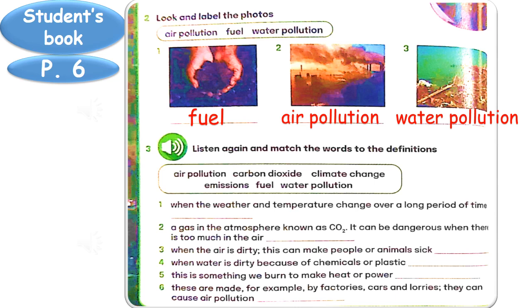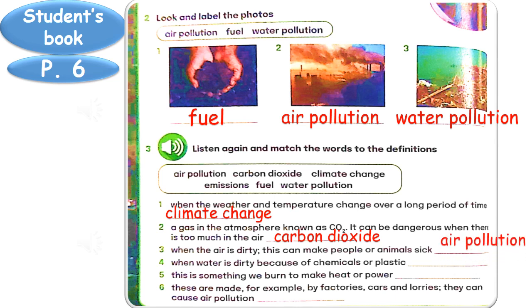We have 5 words and 5 definitions. What we need to do is to match the proper word to the definition. We have air pollution, carbon dioxide, climate change, emissions, fuel, water pollution. The first definition, when the weather and temperature change over a long period of time. This is climate change. A gas in the atmosphere known as CO2. It can be dangerous when there is too much in the air. Carbon dioxide.